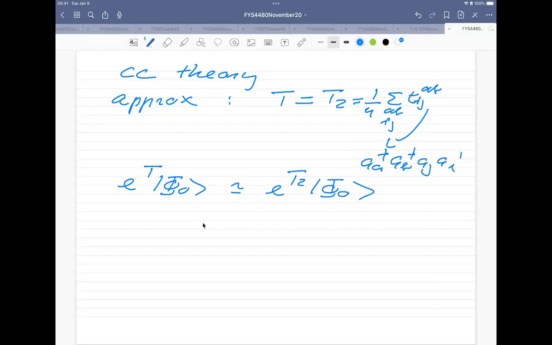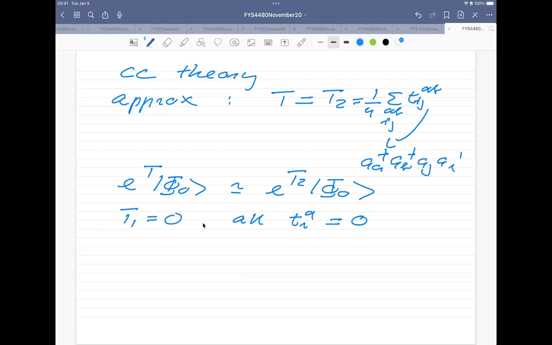So what we are going to assume then is that T1 is equal to 0. That means that all the T1 amplitudes, all T_i^a, are set to 0. So that's an approximation which we are going to make. That means that I'm going to have two equations only, which I'm going to set to 0.